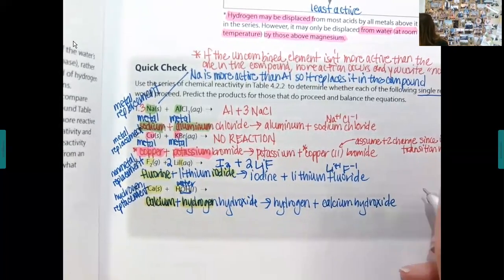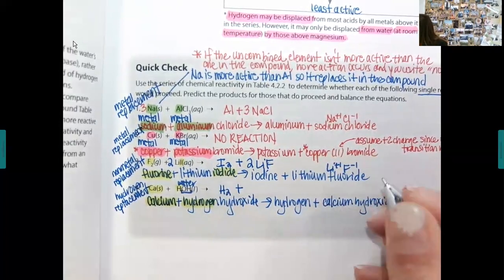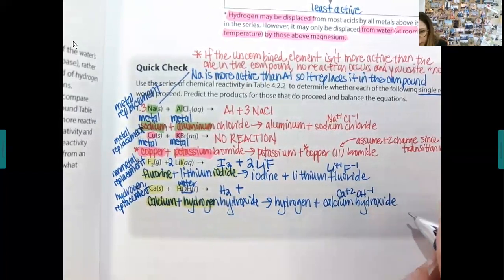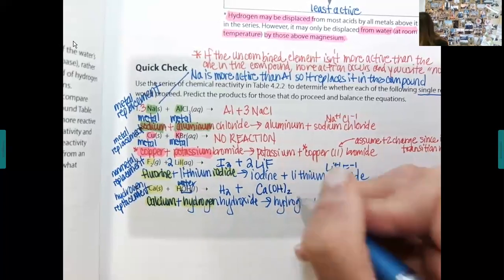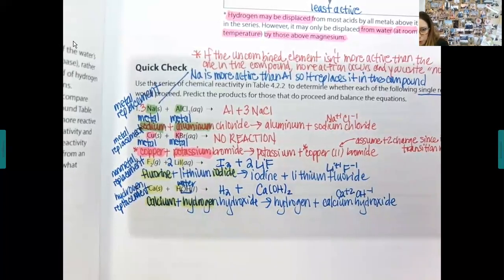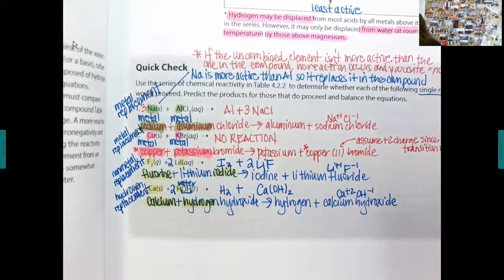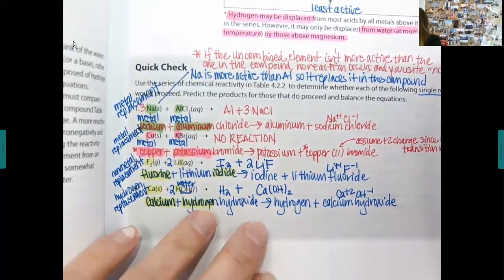Now, hydrogen being a diatomic element, we will have to write H subscript 2. Calcium on the periodic table has a +2 charge. Hydroxide is OH with a -1 charge, and you're going to end up with Ca(OH)2. Now, in order to balance this, you need to put a 2 in front of the water, and now you're done. Okay, so those are the single replacement reactions.